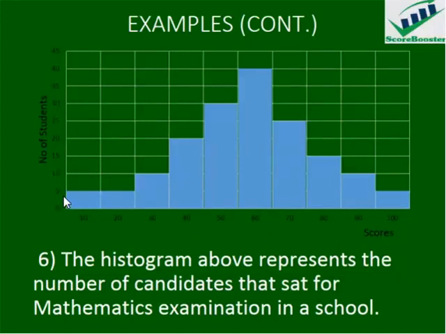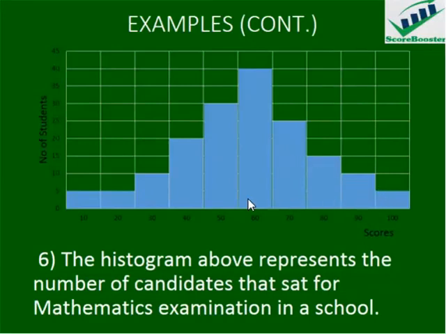So we can see that 5 students had 10 marks, 5 students also had 20 marks, 10 students had 30 marks, you can see, because the bar of 30 stops at 10. That is why I said 10 students had 30 marks. So for 40 marks, 20 students have 40 marks. So that is how to read a histogram. We do the same thing for all the scores.